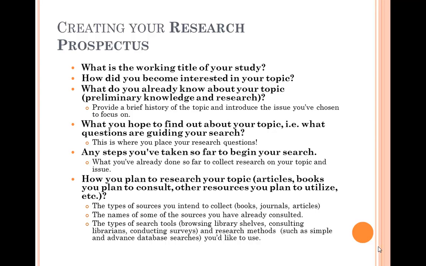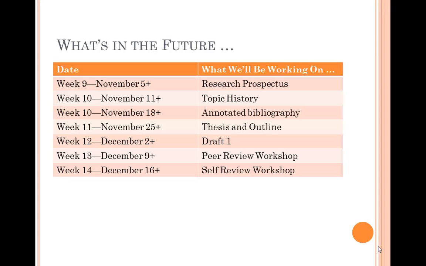Any steps you've taken so far to begin your search. This is where you write what you've already done so far to collect research on your topic and issue, how you plan to research your topic, the types of sources you intend to collect, and the names of some of the sources you've already consulted. This would be a working bibliography. Also the types of search tools you're going to use, such as going to the library or going online in the library, and the research methods you're going to use. This is what you need to put into your research prospectus in order to get a good grade.